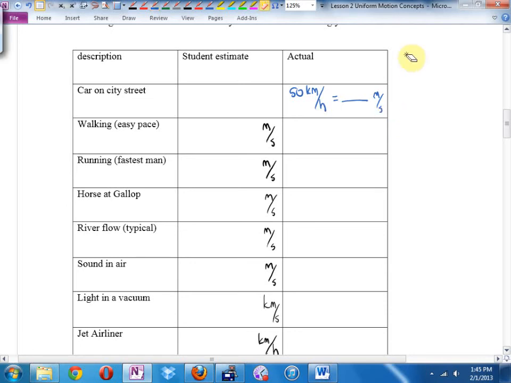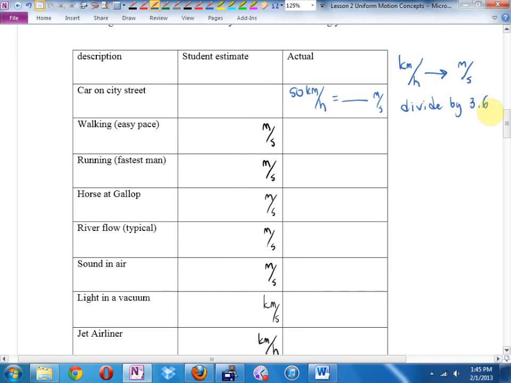If you want to turn kilometers per hour into meters per second, you might want to write this down in the margin. This is going to be your handy dandy note. Divide by 3.6, and I'll tell you why later once we're more comfortable with the equations.